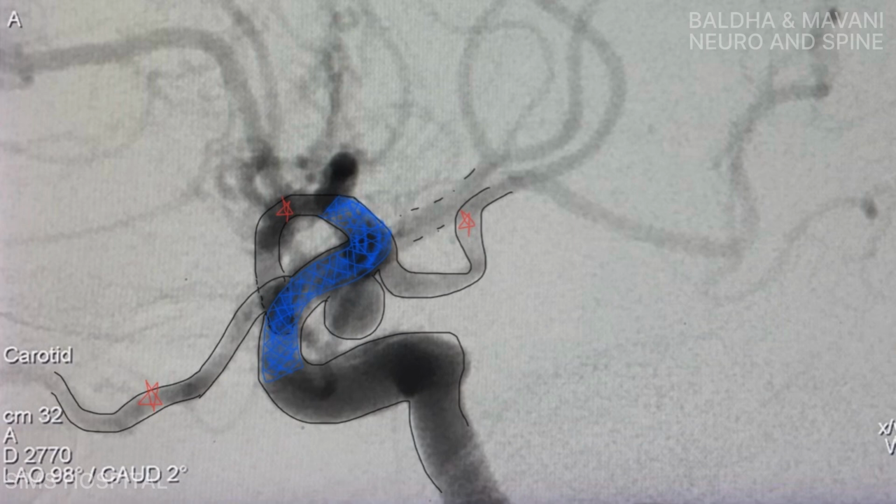In flow diversion, there is a potential risk of side branch occlusion, which may lead to a blind eye due to ophthalmic artery occlusion and a visual field deficit due to dominant PCOM occlusion. Surgical clipping becomes ideal here because it can occlude the aneurysm without affecting the ICA, ophthalmic, or PCOM artery.